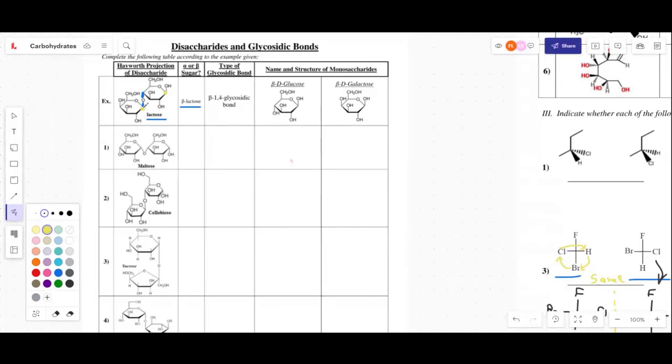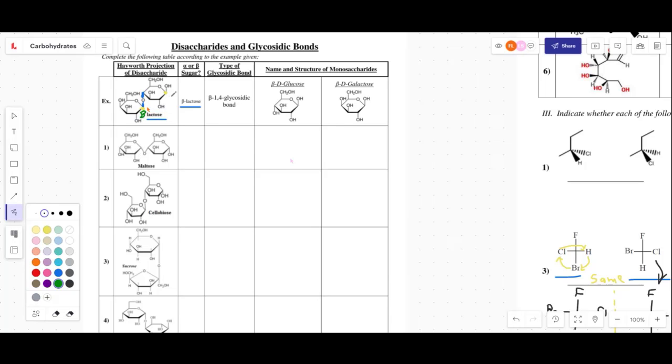In this case, is the oxygen attached to the first anomeric carbon going up or down? On the lactose, on the left-hand ring, is the anomeric carbon up or down? Up. Is the oxygen up or down? Up. Which means it's what, alpha or beta? Beta. And so this is going to be a beta linkage.